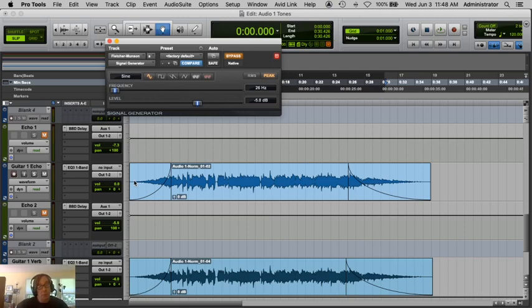So again, those early reflections give us a sense of space. You can tell by the reflections how far a nearby surface is to you, right? It gives you a sense of space. So when I come over here, right, and listen to this guitar, right?